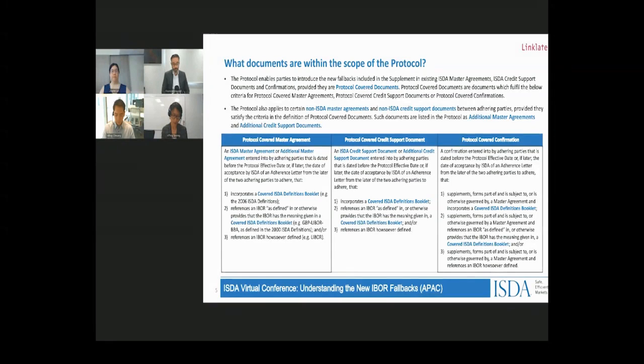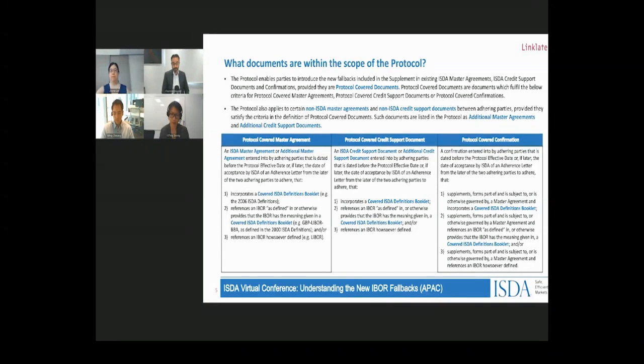The next category is credit support documents, protocol covered credit support documents. So that's the same concept. This time it's ISDA credit support documentation. All the credit support documents, the credit support deed and the credit support annexes that have ever been published by ISDA are in that list. And again, they use the same formula as I've just gone through for the master agreement. So you're looking at, do they incorporate a covered ISDA definitions booklet? Do they reference IBORs, which are defined in a covered ISDA definitions booklet? Or do they reference an IBOR in any way, what's called the relevant IBOR? If they do, then they will be in scope under the protocol covered credit support documentation.